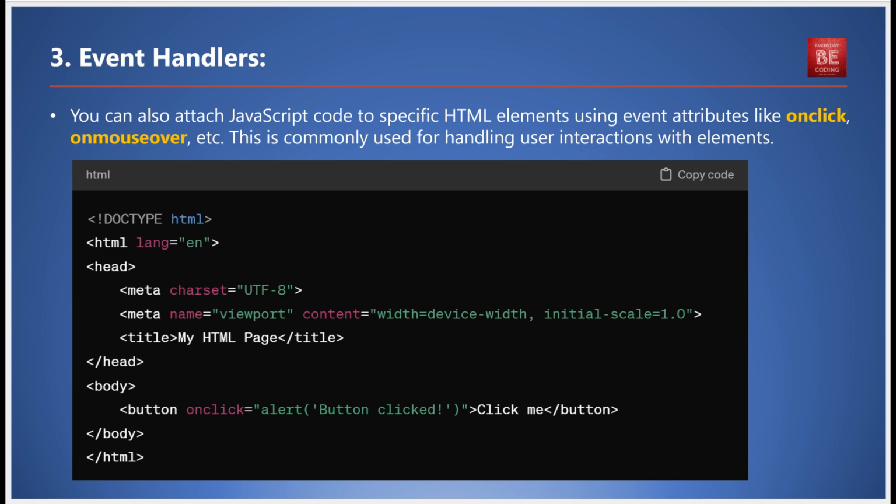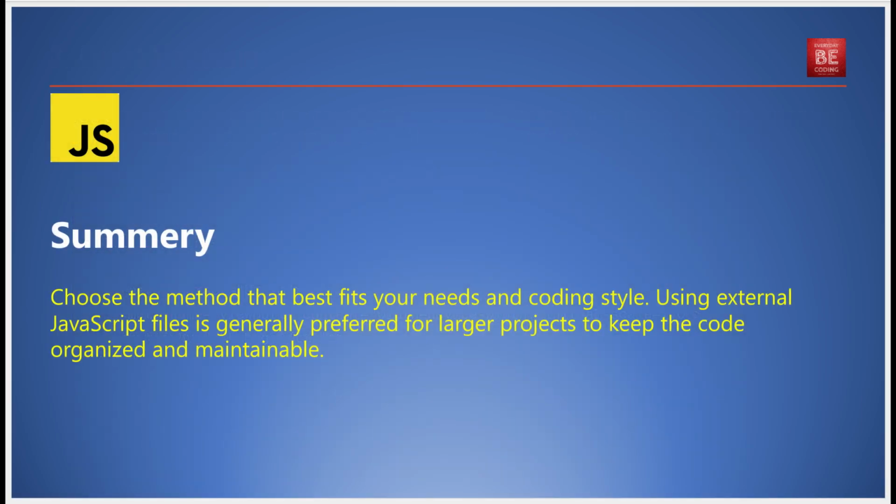Now, which method should you choose? Well, it depends on your needs and coding style. However, using external JavaScript files is generally preferred for larger projects, as it keeps the code organized and maintainable. In summary, you have three main ways to add JavaScript to an HTML page: inline JavaScript, external JavaScript file, and event handlers. Each has its own benefits, so choose the one that best fits your needs.